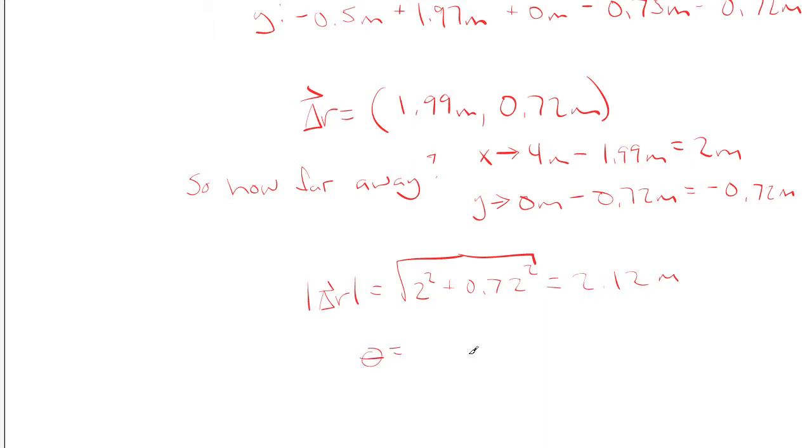My angle is, how do I calculate the angle? Let me draw the picture really quick. So we started from the origin here, somewhere at the doorway. We traveled 1.99 meters to the right. We traveled negative 0.72 meters. I just calculated the magnitude of this guy. This is delta R. And now I want this angle theta. All right? So how do I get that angle theta?